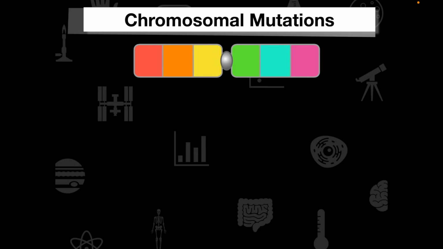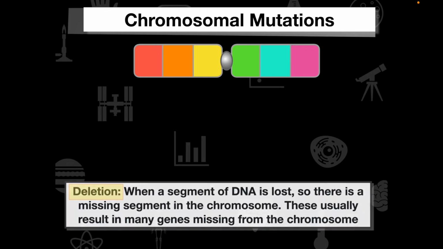All right, so let's go through and delve into chromosomal mutations. And let's start with the first one here. A deletion is when a segment of DNA is lost, so there's a missing segment in the chromosome.